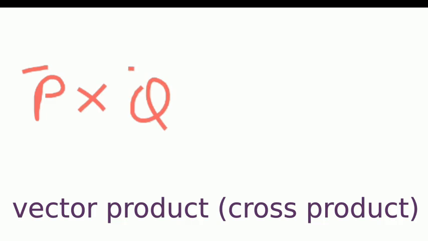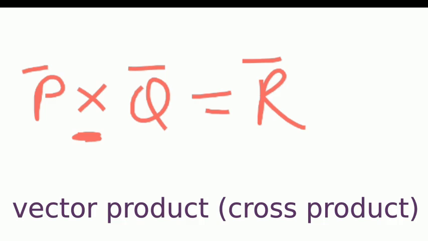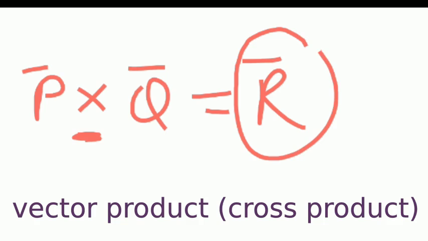It is given by P cross Q, and this is denoted by a cross. So we call this the cross product. Now when we do this multiplication, we will get another vector, let's say R bar. This is called vector product because the resultant of the multiplication is a vector. That's why we call it vector product or cross product, because it is denoted by the cross symbol.